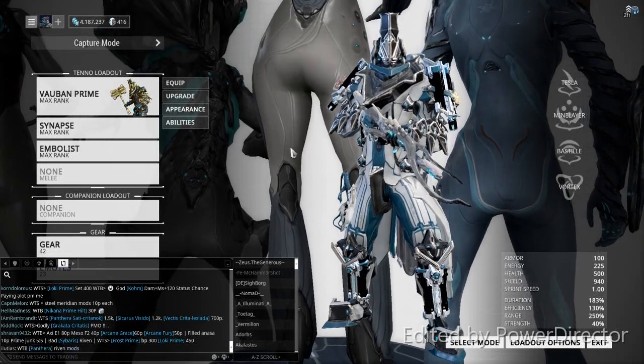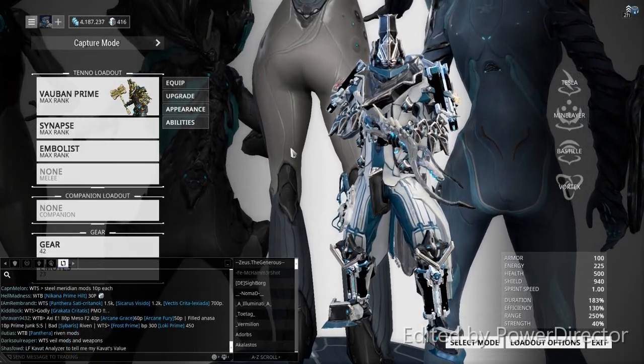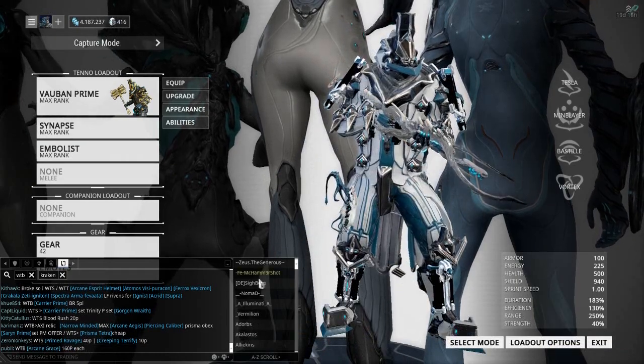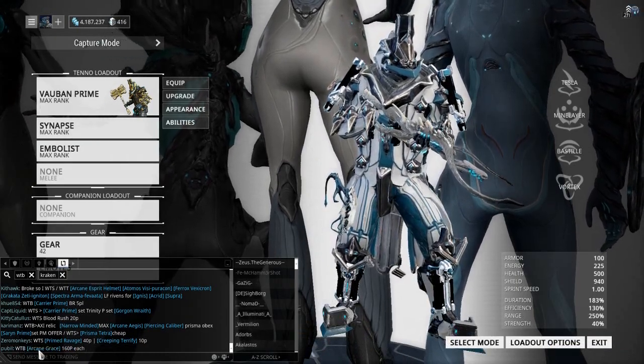Hey guys, just wanted to rant a bit about a very stupid change DE did to the chat filter a little while ago. I wanted to make a video about this sooner, but I was pretty busy. Anyways, say I wanted to find someone who was selling a Kraken Riven mod on the trading chat. So I just type in "want to buy" and "Kraken", making sure they're both on the include these terms, and as you can see, a bunch of want to buy trades pop up.